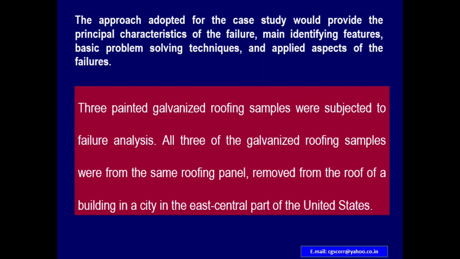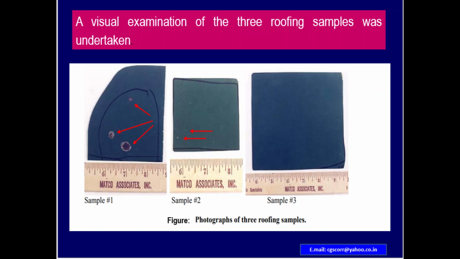Three painted galvanized roofing samples were subjected to failure analysis. All three of the galvanized roofing samples were from the same roofing panel, removed from the roof of a building in a city in the east central part of United States. A visual examination of the three roofing samples was undertaken.